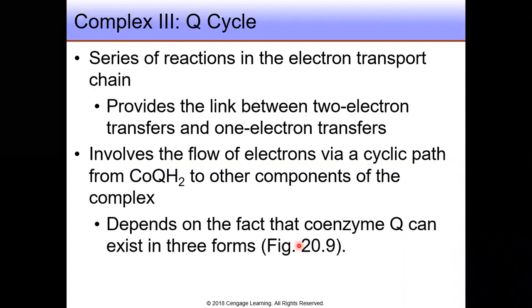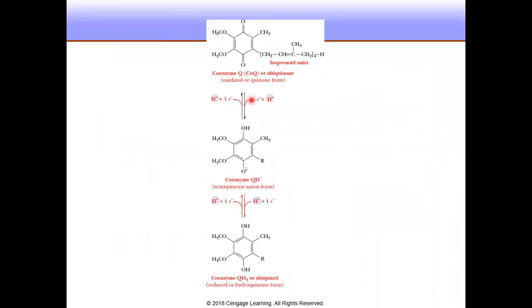Now, the series of reactions in the electron transport chain provides the link between two-electron transfer and one-electron transfer. It involves the flow of electrons via a cyclic path from CoQH2 to other components of the complex, and depends on the fact that coenzyme Q can exist in 3 forms. And these are the 3 forms. As I said, CoQ or ubiquinone, the oxidized or quinone form, then loss of an electron, it becomes semiquinone, then another electron, it becomes the reduced or hydroquinone form.